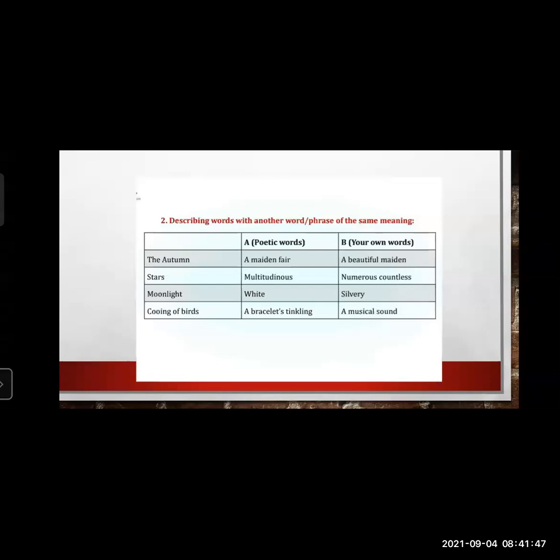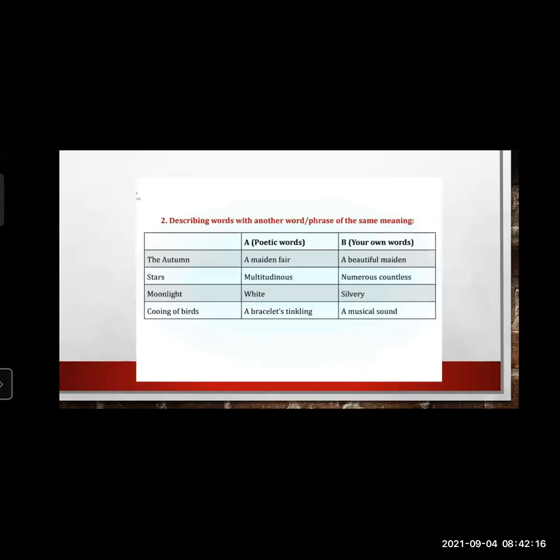Then stars. Stars are multitudinous. The poetic word used here for the stars is multitudinous. We can call it numerous, countable, countless, or uncountable. Then moonlight. For the moonlight here, white. We can use the word silvery in our own words. Then cooing of birds. Cooing of birds is compared to bracelets of tinkling, and we can call it a melodious music or a musical sound.